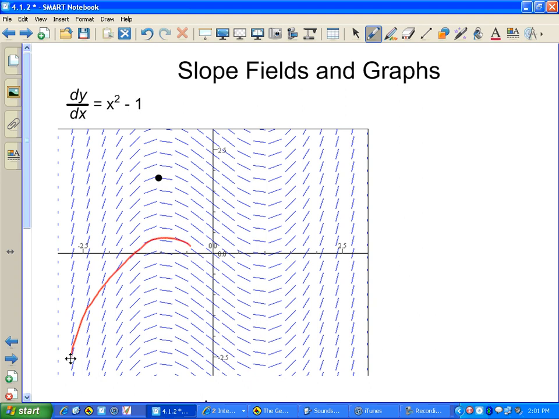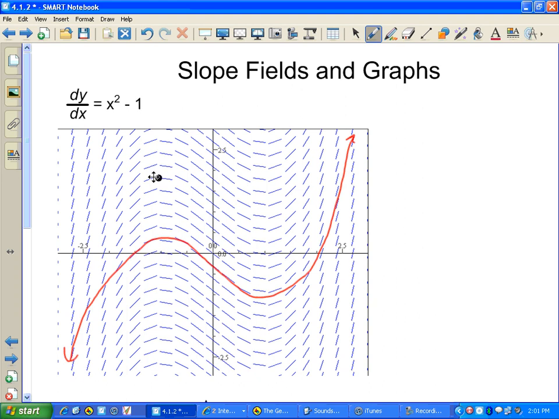And then I'm starting to go down. So I'm just kind of following these slopes as they go. Here it kind of flattens out, and then it starts going up and gets steeper and steeper and steeper. So that's one way we can trace through here.